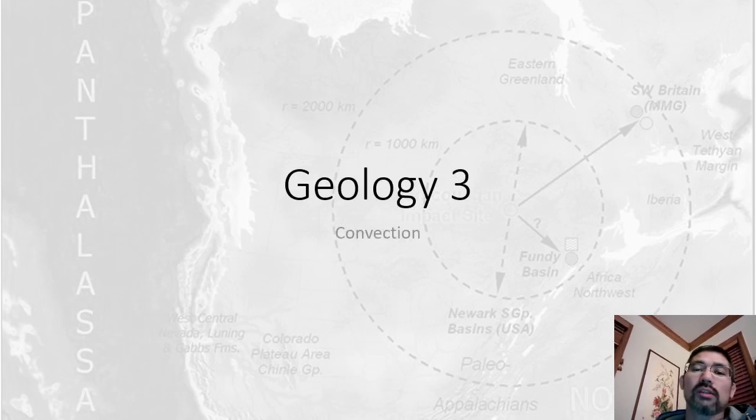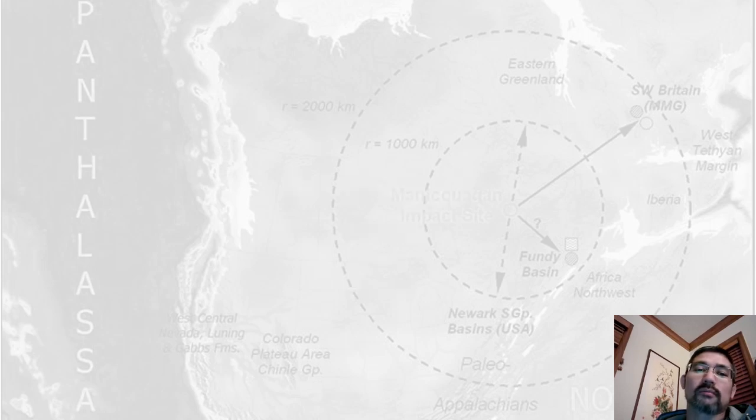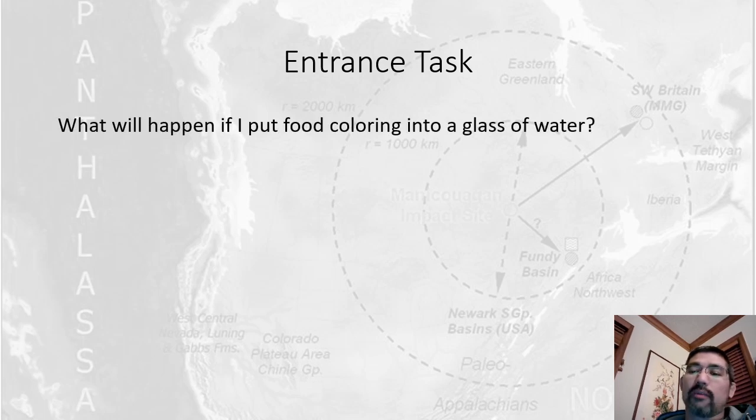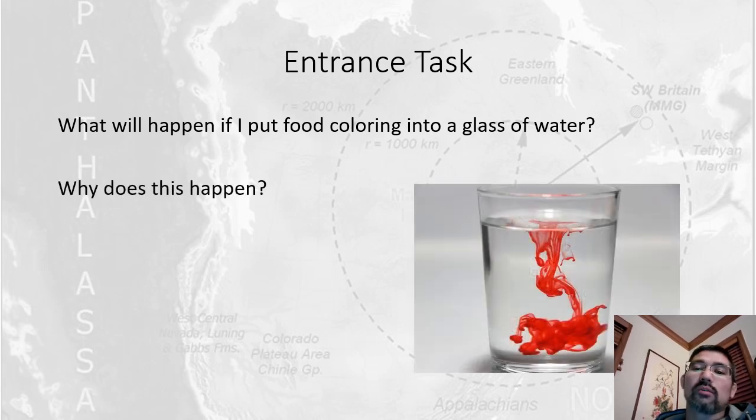Today, our lecture is going to be on convection. So our entrance task is to think about what's going to happen if we put food coloring into a glass of water, and why will this happen. So this picture will kind of give you a hint about what's going to happen. We talked about this in class before as well. So go ahead, just take about 2 or 3 minutes, hit the pause button on this video, and write down what's going to happen if we put food coloring in a glass of water and why.